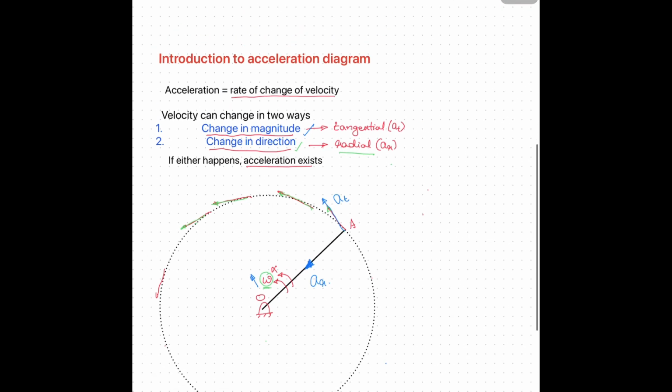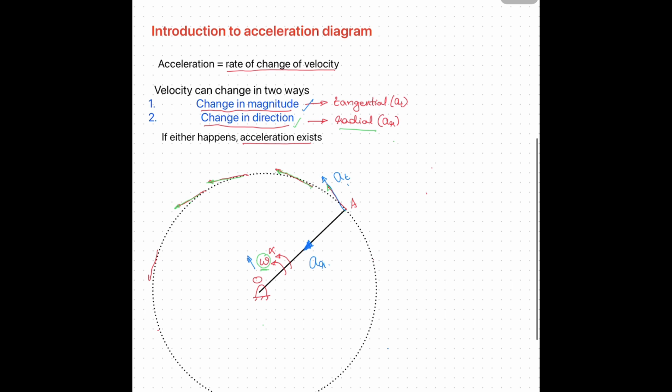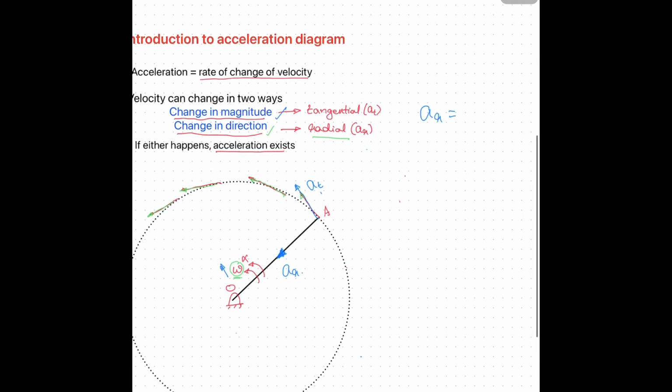Now, how can we calculate the tangential component and the radial component? The radial component of acceleration we can calculate with omega square into r. The tangential component of the link OA we can calculate with the formula alpha into r. Here r is the length of the link.